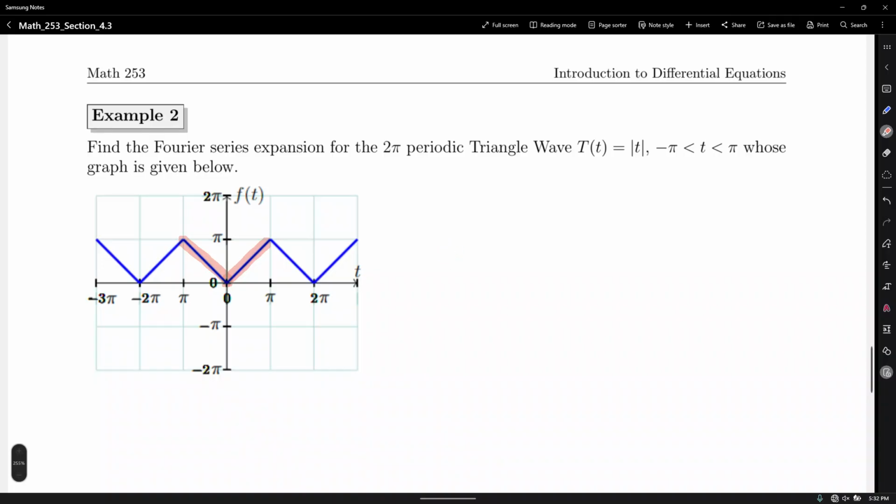Okay. First things first. Look at the graph. Is this an even function or an odd function or neither? It's even, right? Why is that even? How do you know it's even? It's symmetric to the y-axis. Correct. Okay. So let's note that first. Okay. Let's note: even function.